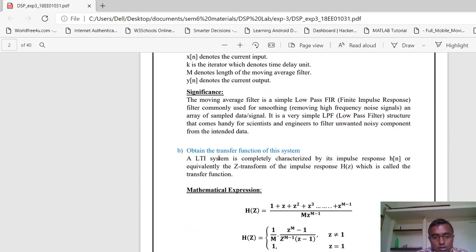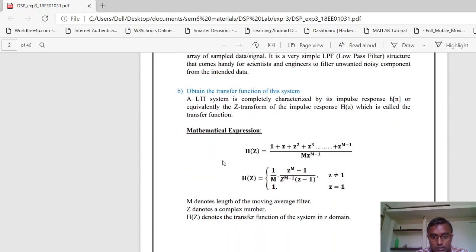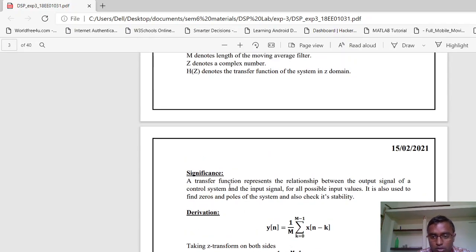Transfer function: an LTI system can be completely characterized by a difference equation. If we find the transfer function from that difference equation, then that transfer function completely characterizes the system. This is the mathematical expression. I will be deriving this expression further down, so I will explain it there. The transfer function gives the relation between the input and output of the signal, and it also tells us about the zeros and poles of the system, and from there we can check the stability of the system.